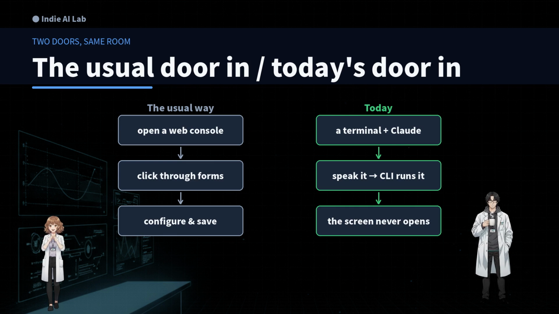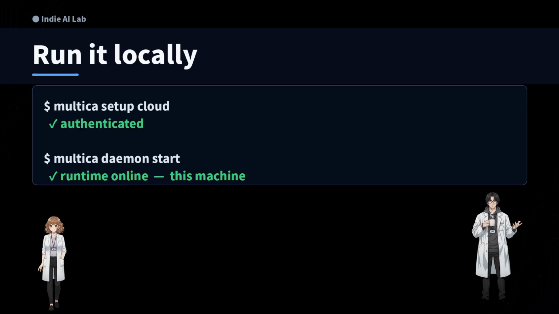Okay, first step, show me from install. Onboarding's quick. Authenticate the CLI, start a local runtime, two lines. Setup connects you. Daemon start wakes the runtime. Here's the first thing that's different. This runtime isn't someone's server in the cloud, it's the machine right in front of me.